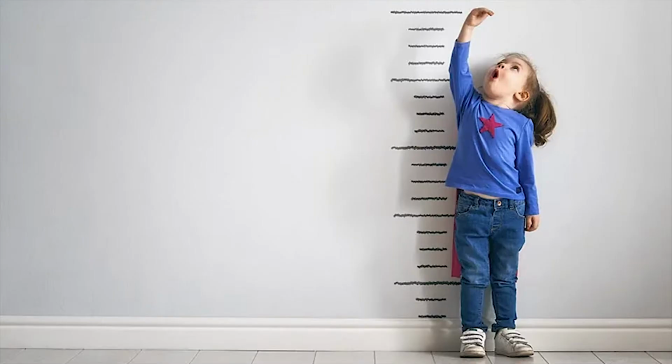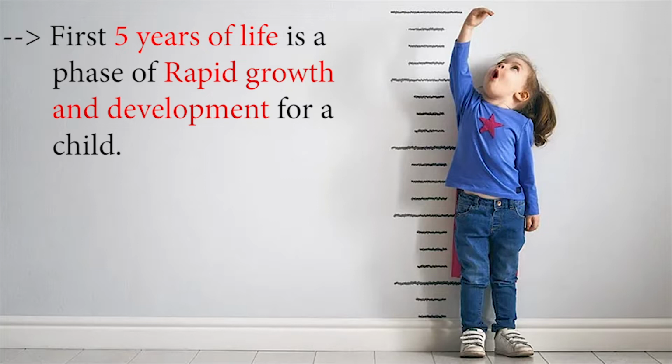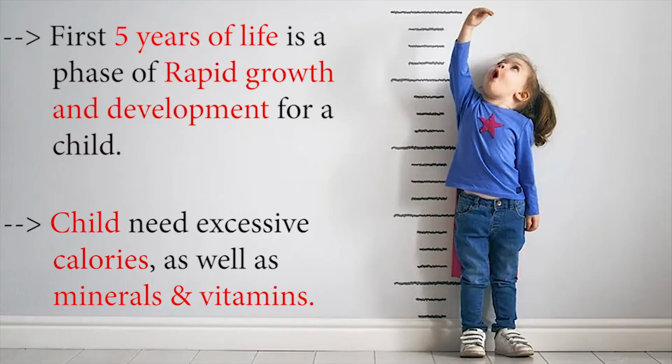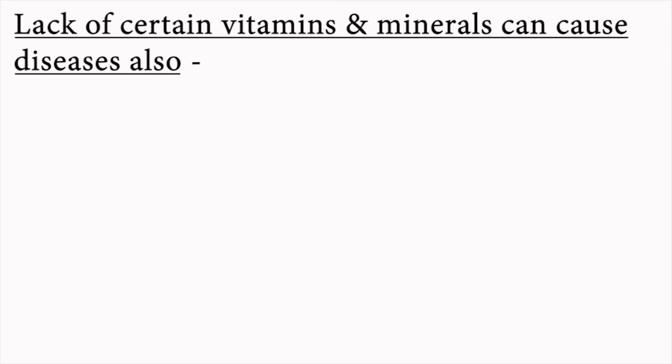As we know, the first 5 years of life is a phase of rapid growth and development for the child, and during this period the child needs extra calories as well as minerals and vitamins, because the child has to use these calories for their activities, and it is also required for additional growth. So this is the phase in which it is very important to give a balanced diet, because if the child misses out on any of this food, the child's growth, like height and weight increase, will be affected. Not only that, lack of certain vitamins and minerals can lead to diseases also.